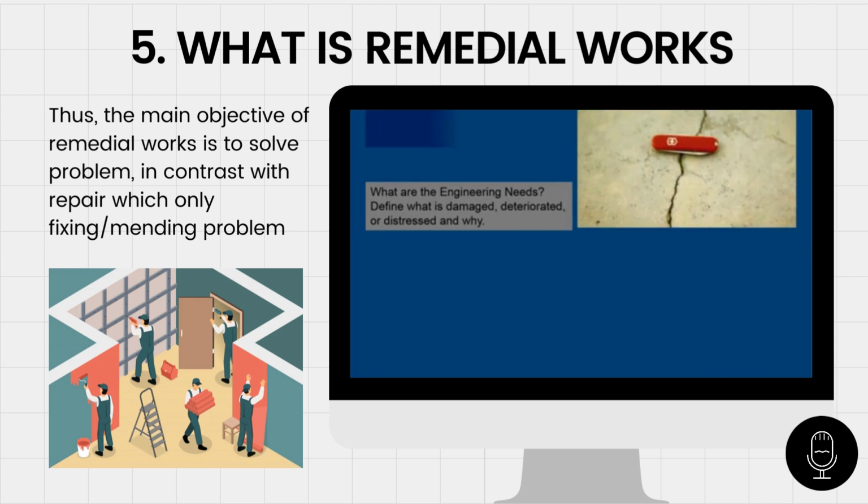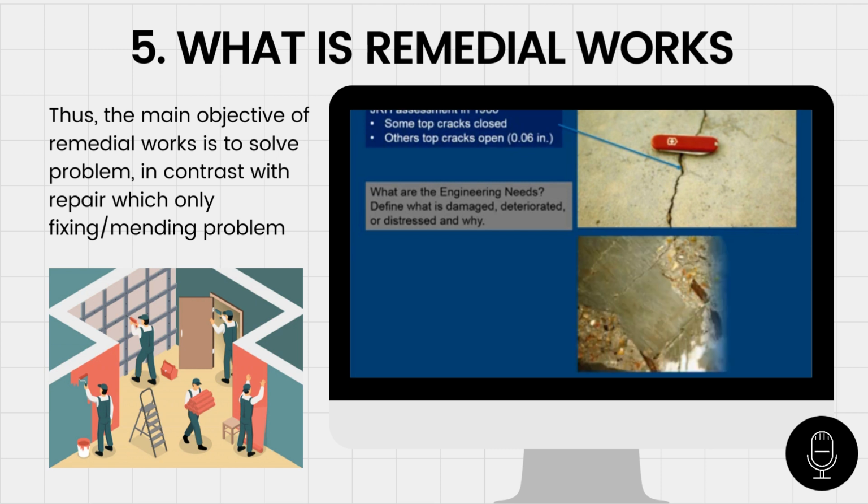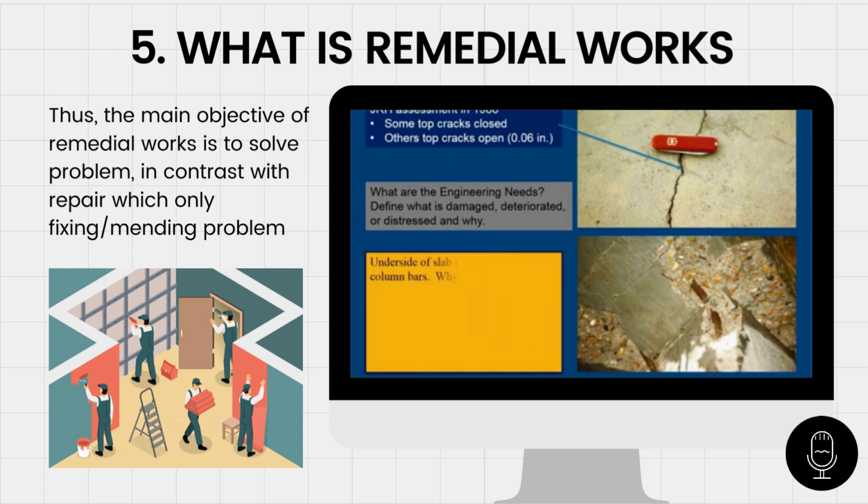So Jim goes out there and puts his knife down on the slab cracks. He sees some of the top cracks are closed, and some of them are strange. He looks underneath the slab, and these are photos shot from way down below. The underside of the slab is spalled.